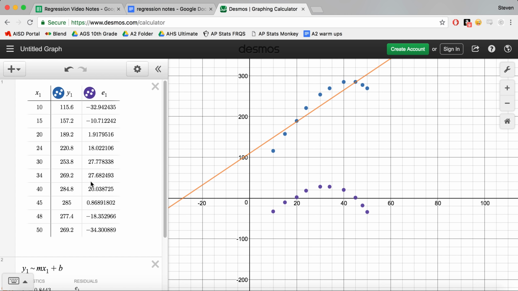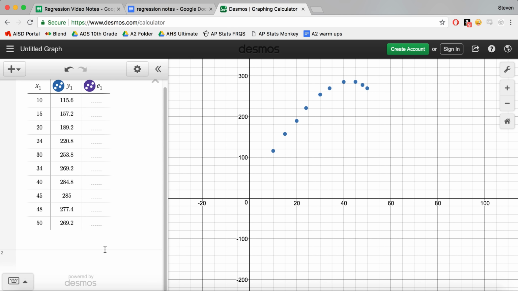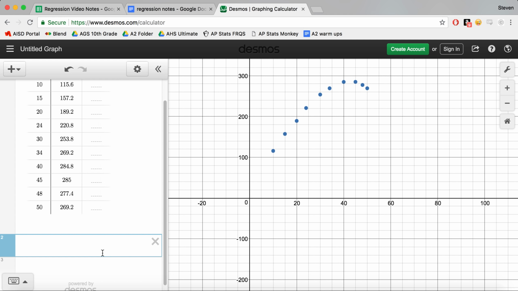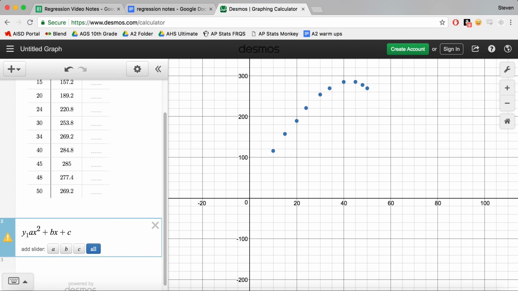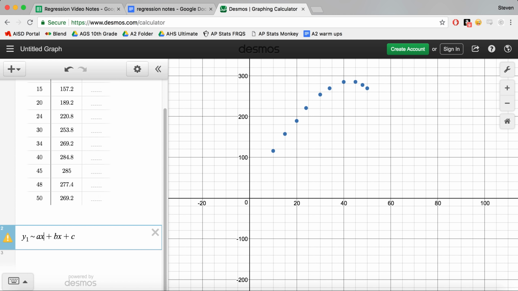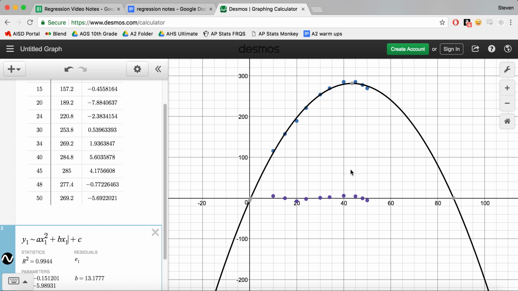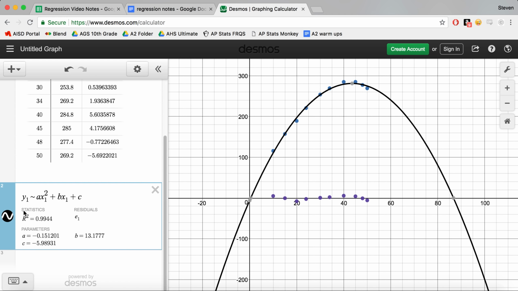Okay, so because linear is not good, we're going to delete this, and we're going to try something else. So you guys remember quadratic functions. Quadratic functions usually look like x squared or ax squared plus bx plus c. So we're going to do a quadratic regression. We would type exactly that in, but y1 squiggly, and then change both x's to an x1. There we go. And now we see a really, really good pattern.